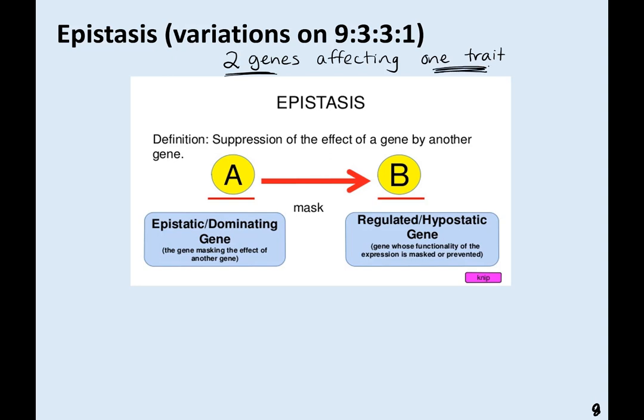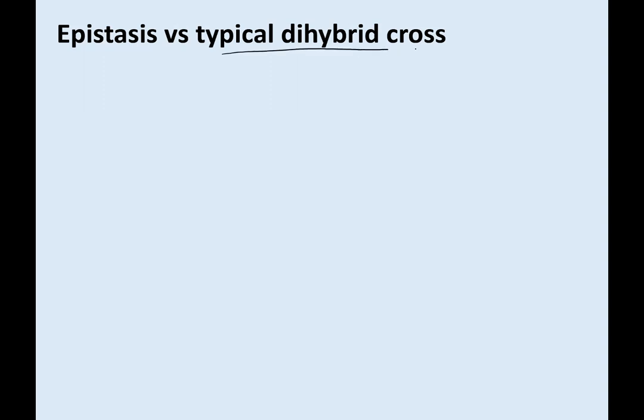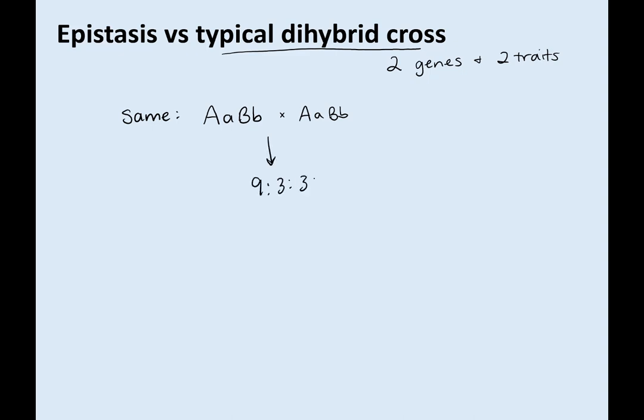So we're only following one phenotype. The phenotype can have multiple variations, but this is different than a typical dihybrid cross, where we're following two genes and two traits. Okay. What's the same is that both of these offspring come from a dihybrid cross. Right? That's the only way you can get this 9:3 to 3:1 phenotypic ratio.